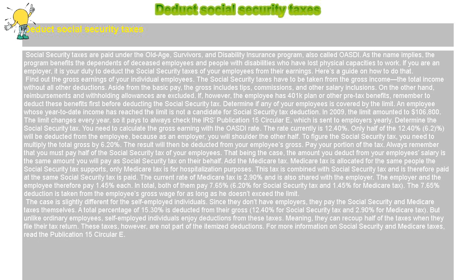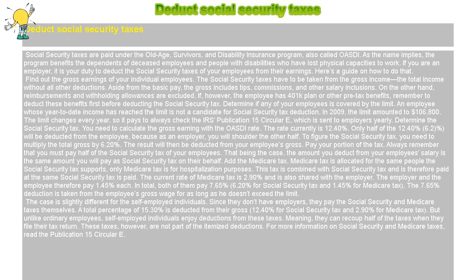As the name implies, the program benefits the dependents of deceased employees and people with disabilities who have lost physical capacities to work. If you are an employer, it is your duty to deduct the Social Security taxes of your employees from their earnings. Here's a guide on how to do that.